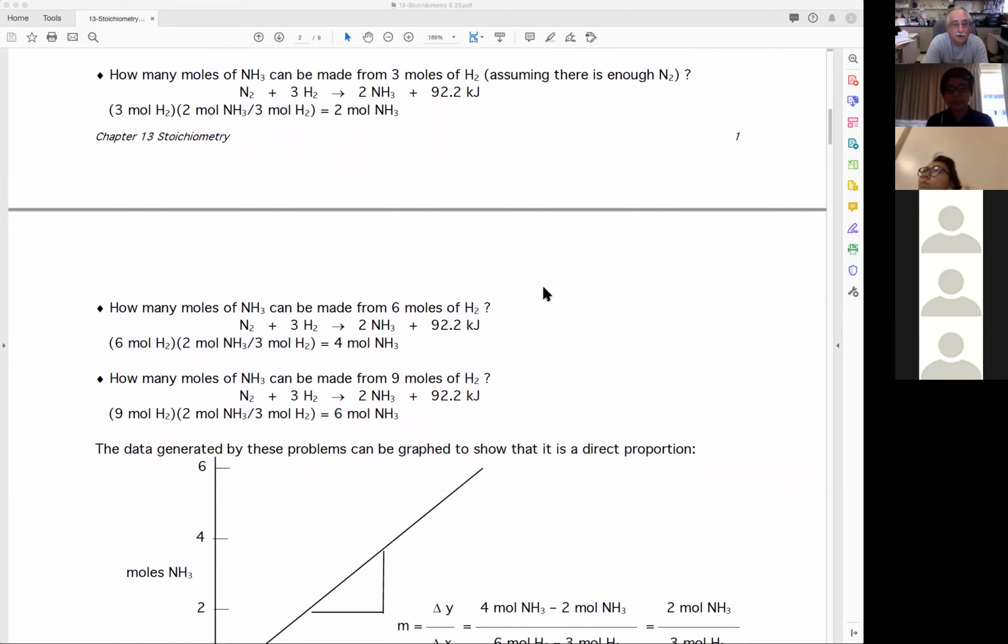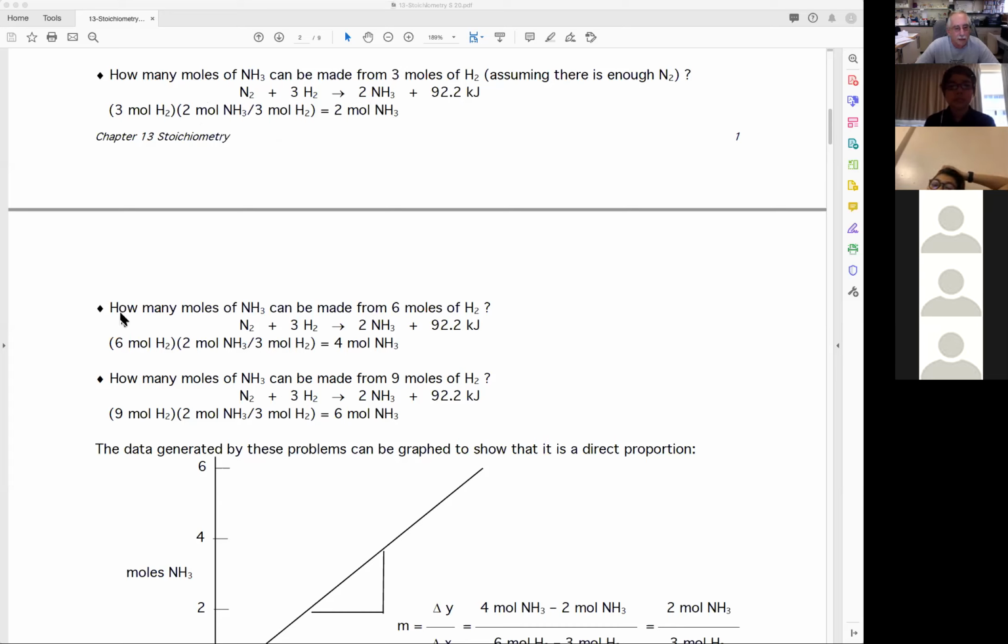So how many moles of ammonia can be made from 3 moles of hydrogen? So here's the balanced reaction. And how do I start the problem? I got 3 moles of hydrogen, and I need a conversion factor to get rid of moles of hydrogen and to keep moles of ammonia. So where do I get these numbers? Directly from what's in front of them on the balanced reaction. So in front of ammonia, there's a 2. In front of the hydrogen, there's a 3. So when I do that, moles of hydrogen cancels out, and I end up with 2 moles of ammonia.